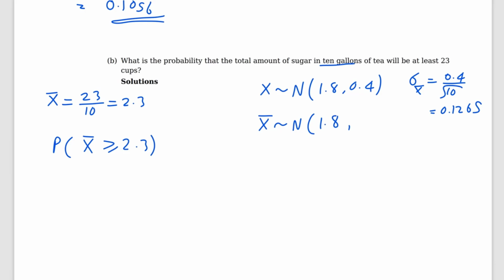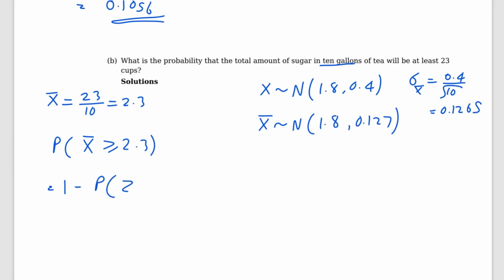0.1265. Right. Therefore, I can write down 0.12. You can round this one to 127. Okay, but at least try to keep three for the three decimals. So it's good. So then what we do, I can write down this one: 1 minus probability x bar.